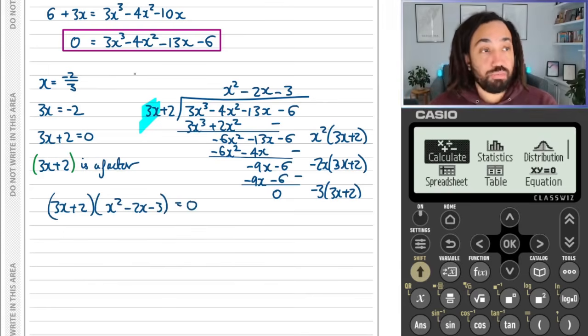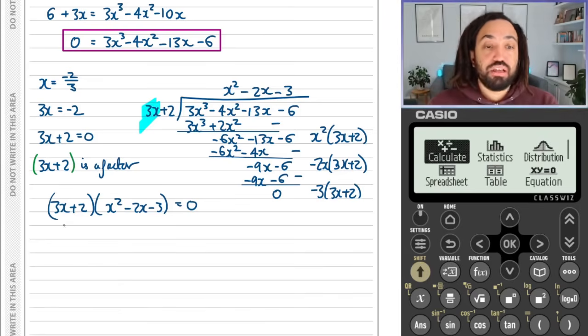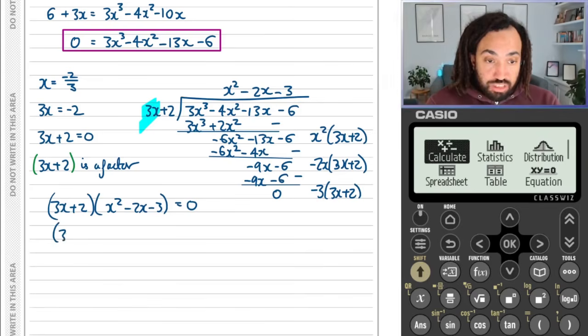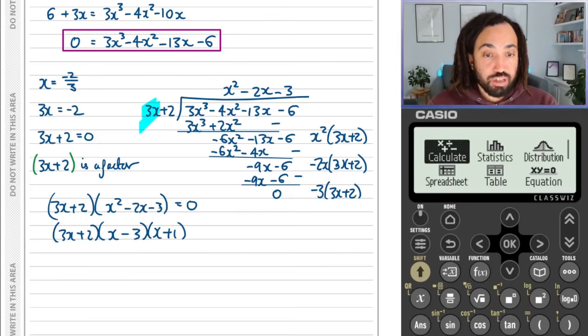And remember, this purple box is the equation which gives us the intersection points. So we can factorize this once more because quadratic factorization is relatively straightforward. We got minus 3 and plus 1, because we're looking for two numbers that times to make minus 3 and add to make minus 2, and that is minus 3 and plus 1.